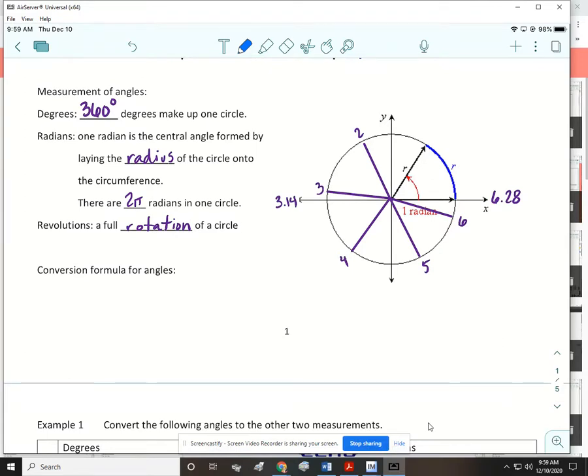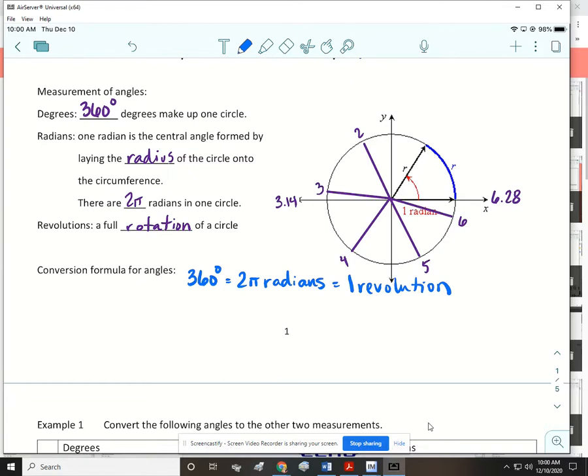Okay, so let's talk about our conversion formula, because our main goal today is to be able to go back and forth to different angle measurements. If we are talking about degrees, radians, and revolutions, all of them, there are 360 degrees in 2 pi radians in 1 revolution. That's what you'll have to use if you're talking about all 3.